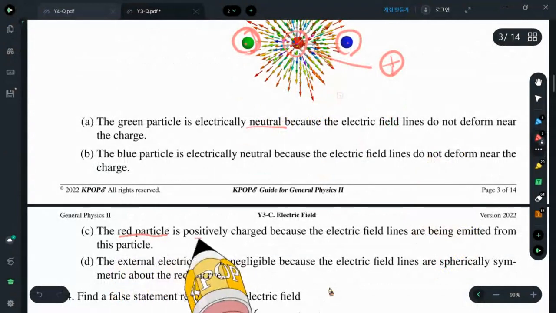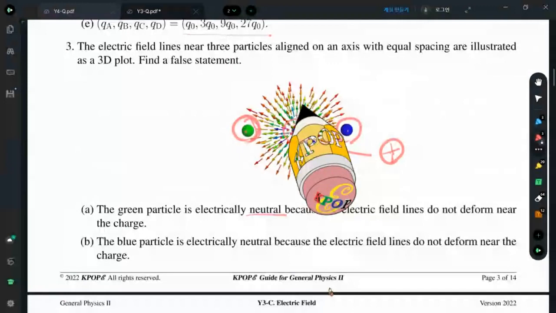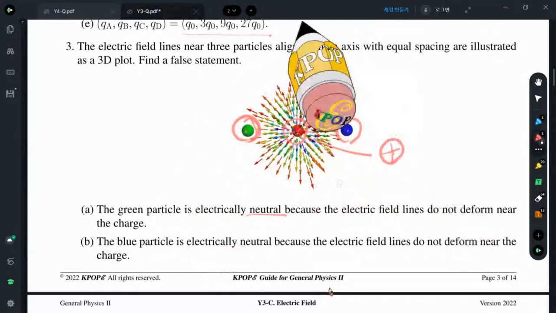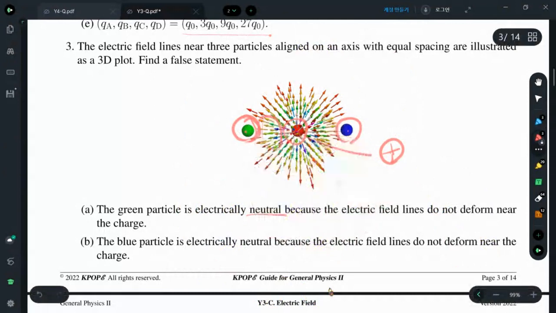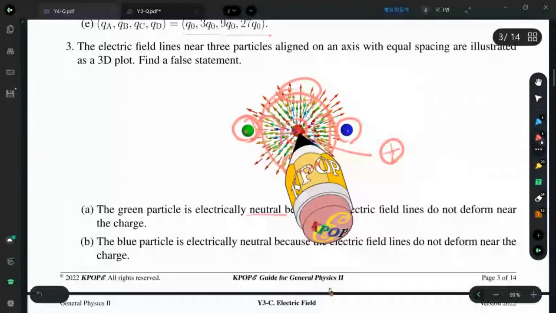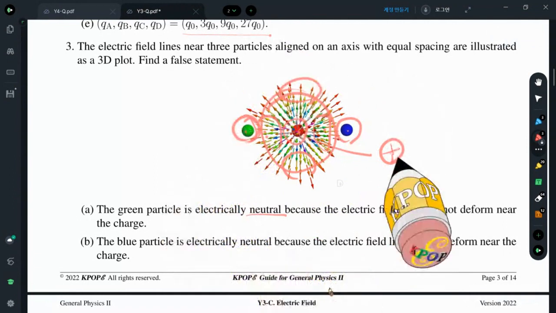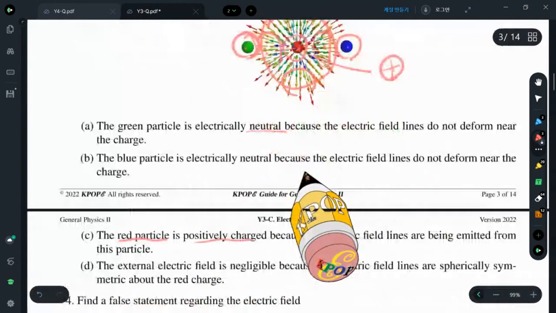The red particle is positively charged. The external electric field is negligible because the electric field lines are spherically symmetric about the red charge. Yes, there is no other charge near there because there is a symmetry between left and right, up and down. There is a spherical symmetry of the electric field around the red charge. So we expect that there is no significant charge distribution near the three charges.